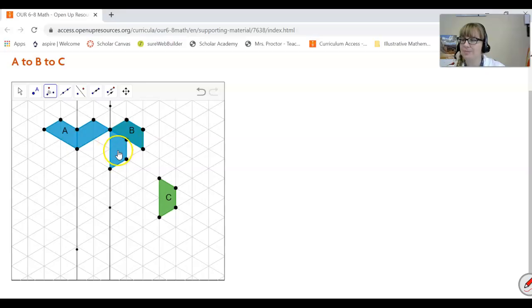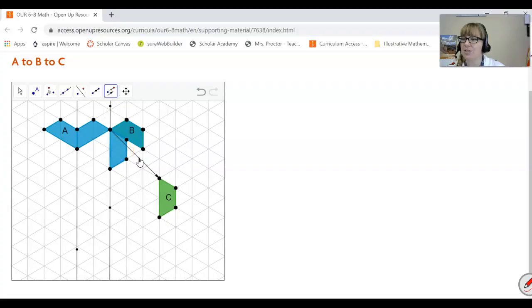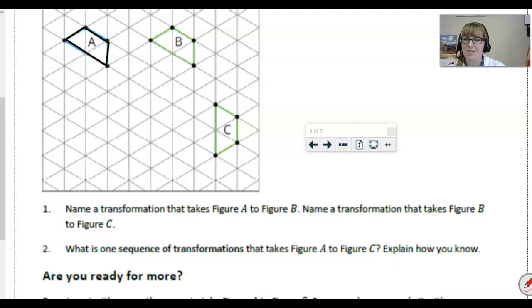Now what is here? Now it's time to translate. I'm going to translate from here to here, so there's my vector. Now we're going to translate by vector this image by this amount, and it got it into position C. So we went from A to B, B to C. That would be your answer here.